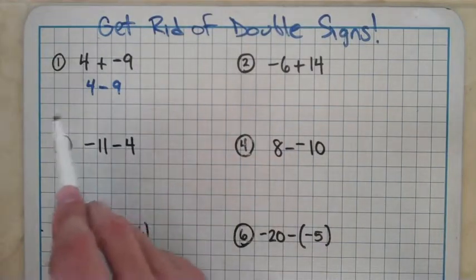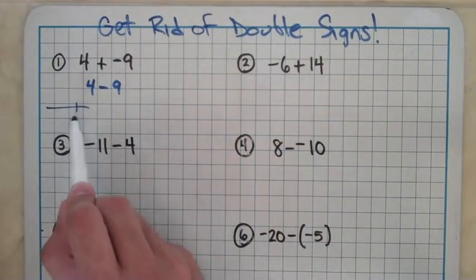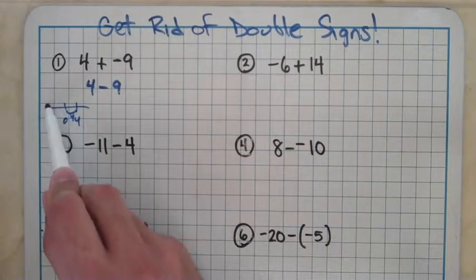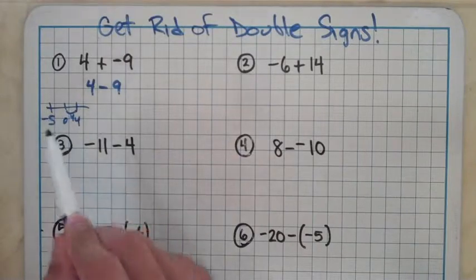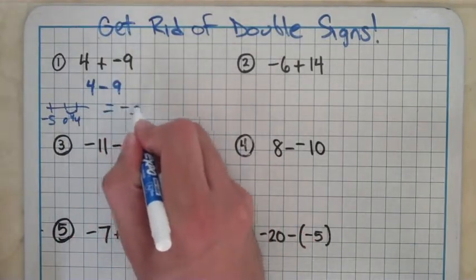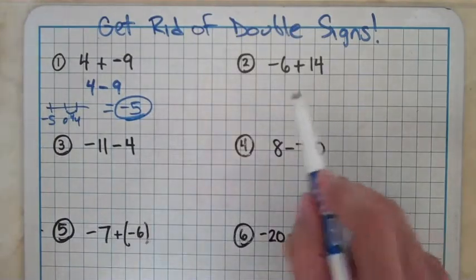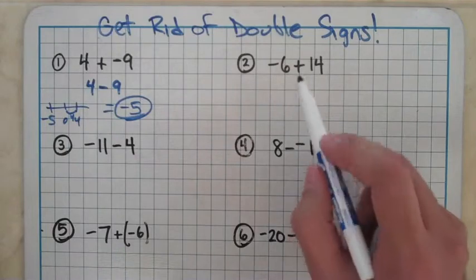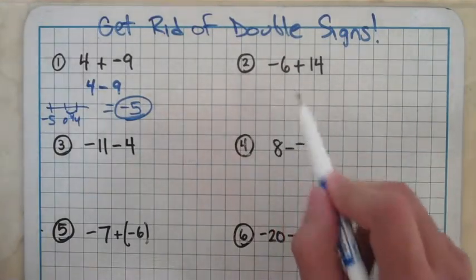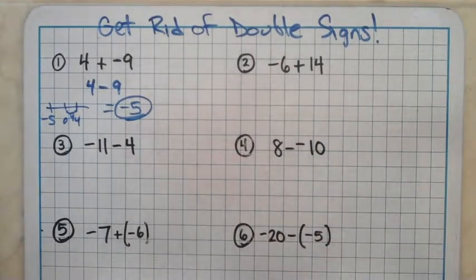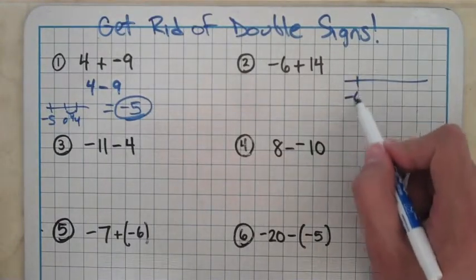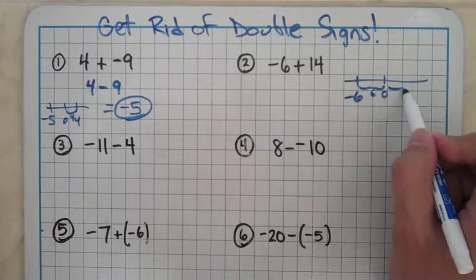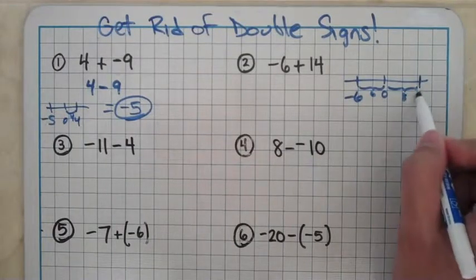4 minus 9, so we're at 4, we go down 9. On a number line, we'd be over here at 4. We go down 4 to get to 0, which means we have to go down 5 more to get 9 altogether. We're at negative 5. My second problem, I've got negative 6 plus 14. So negative 6, and we're going up 14. There are no double signs here, so we're good to go. If I'm at negative 6, I go up 6 to get to 0, which means I have to go up 8 more to go up 14 altogether. I'm going to be over here at positive 8.